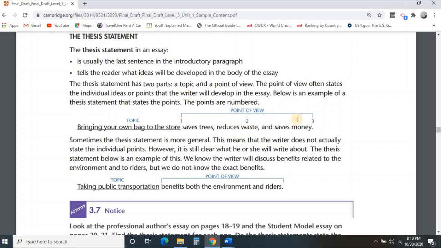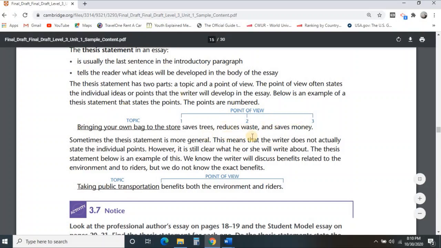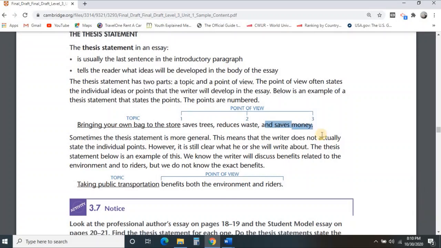Based on this thesis, I should have 3 body paragraphs. The first one should develop the idea of saving trees. The second body paragraph should develop the idea of reducing waste, and the last body paragraph should analyze and discuss the idea of saving money.